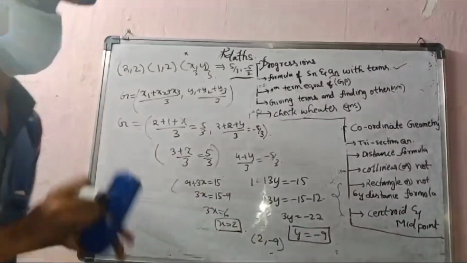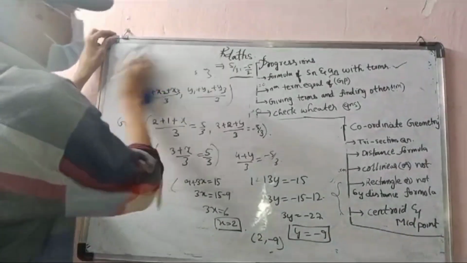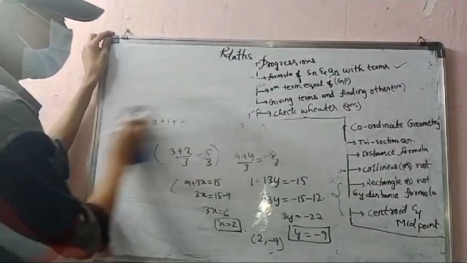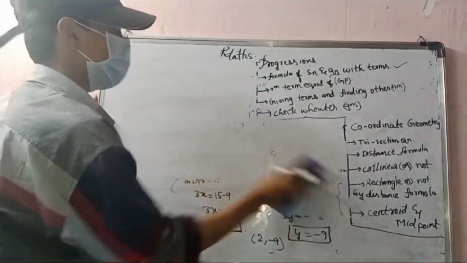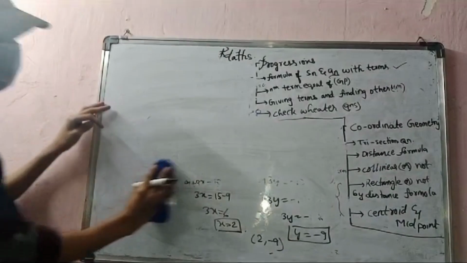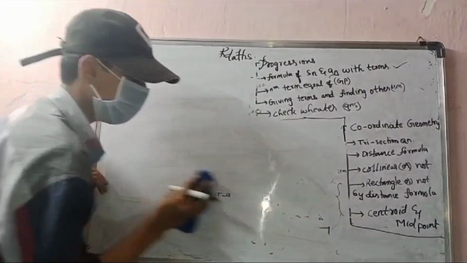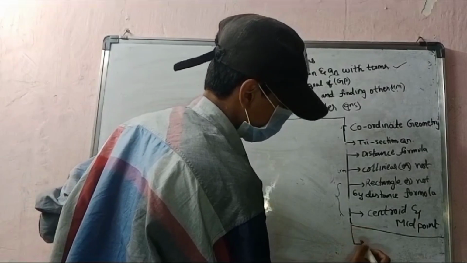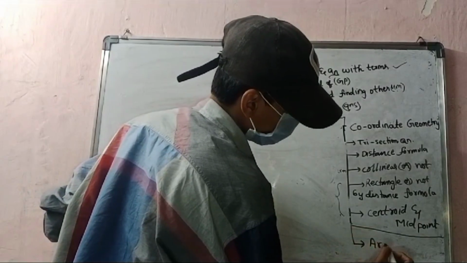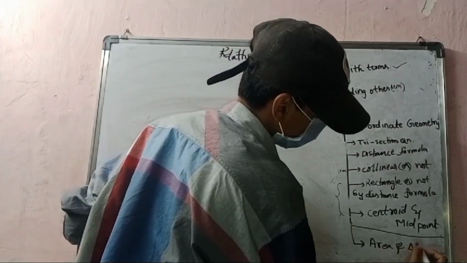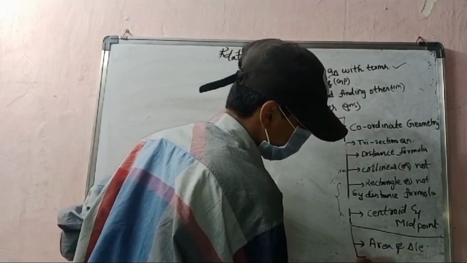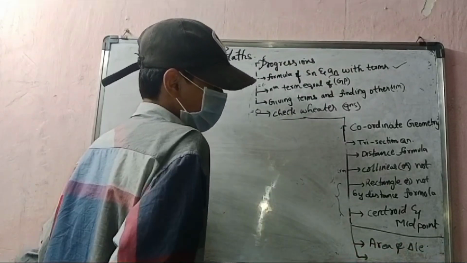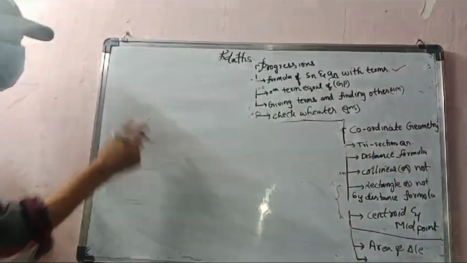Completed. Now I told you how to use the midpoint formula, x1 plus x2 by 2, to find the midpoint. And the last one is, there is no chance, but you don't neglect it, just take it and go. Area of triangle, yes, I forgot this, area of triangle. Just first you do this, after that midpoint.